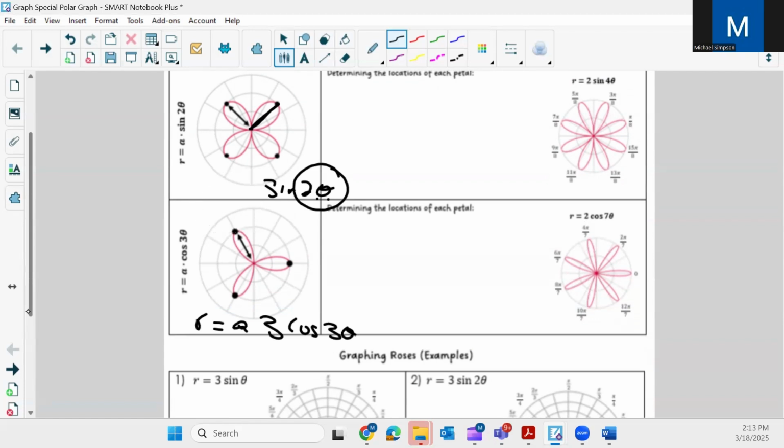Good. Wait, so how do we graph these? Young scholar, stay with me on this. Are we good? Yep. Good.